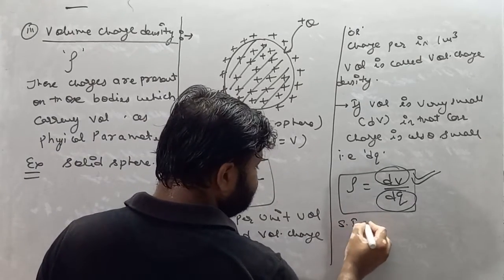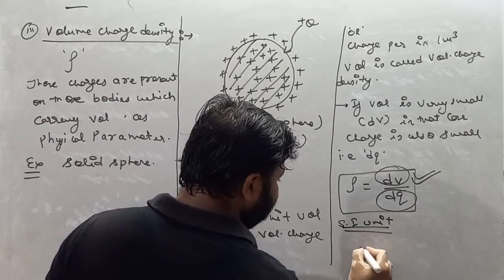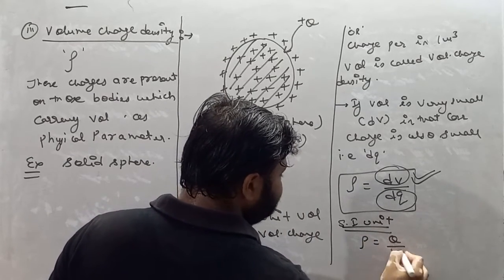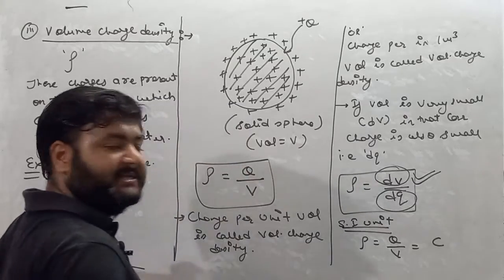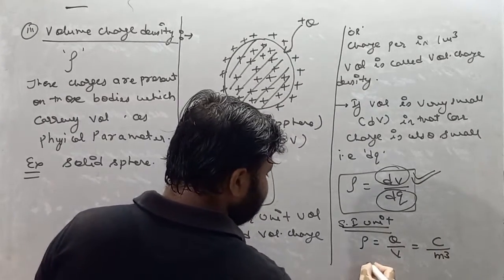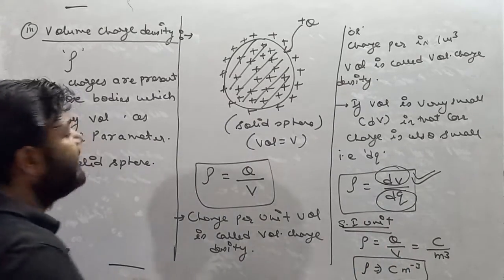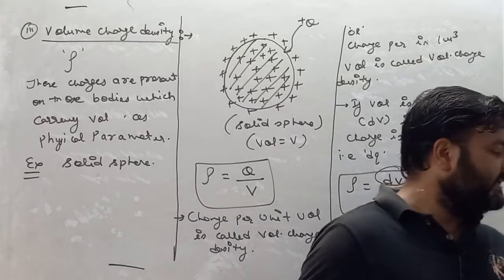Now if I am talking about its SI unit, it will be rho is equal to charge per unit volume. The SI unit of charge is coulomb and the SI unit of volume is meter cube. So its SI unit is coulomb per meter cube. This is the SI unit of volume charge density.